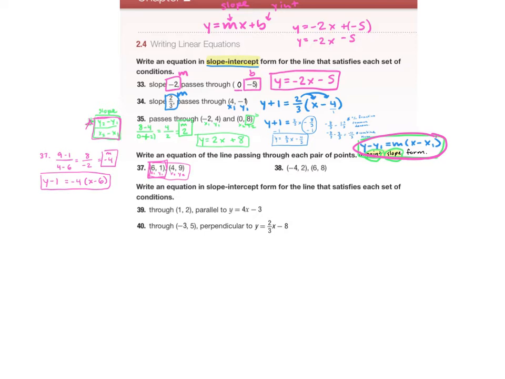A lot of people on the quiz took the extra steps and put this into slope-intercept form. I took points off because you left it in the incorrect form. So if it says point slope form, you gotta leave it in point slope form.